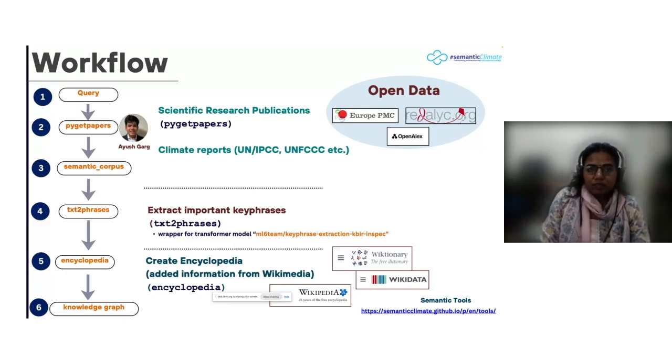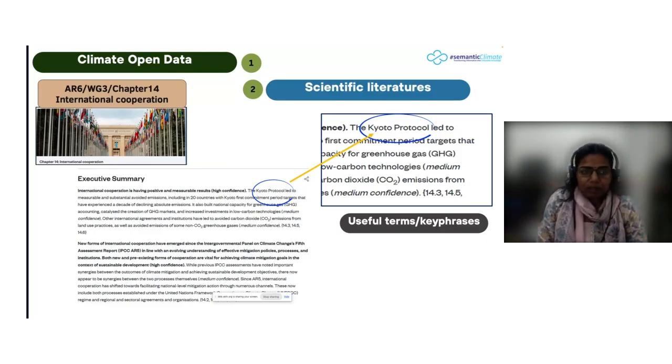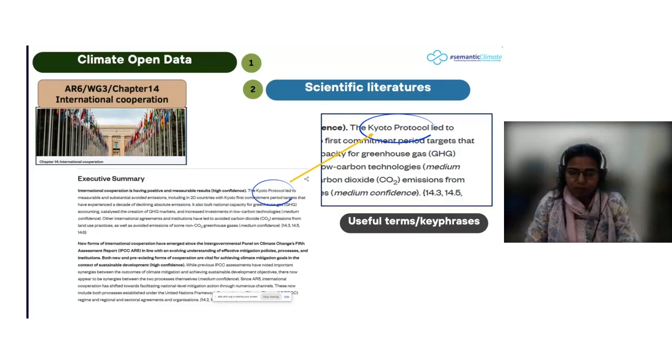So the resources we are using, the first level of resources, is climate open data, published by different organizations. Here I am taking the example of the IPCC report, AR6 WG3 Chapter 14, International Cooperation. Many terms are present in the whole report, and sometimes we don't understand them, so we have to go to Google and search for each and every term individually. But after creating the encyclopedia, we can connect it to these reports, and we can see the meaning of the words itself here.